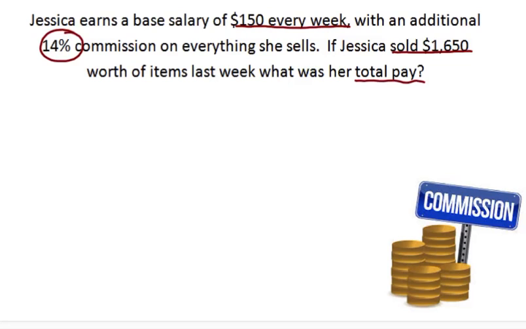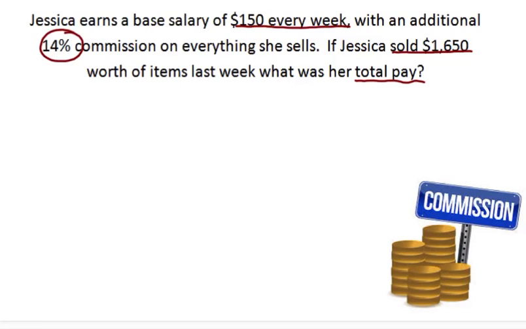Let's check it out. When you deal with percents, we know that there are two simple ways to find the percent of a number. These two ways are decimal multiplication and percent proportion. I will help Jessica find 14% of 1,650. This is because Jessica makes 14% of the total cost of items which she sells, which is $1,650. Let's start with percent proportion.